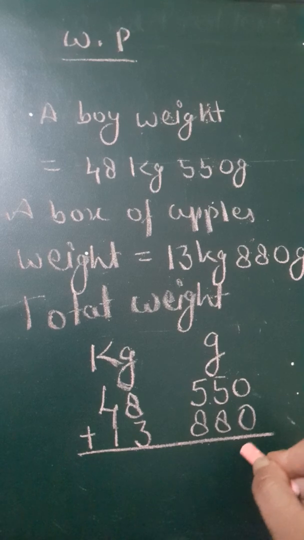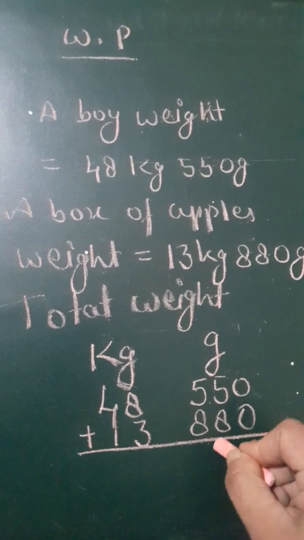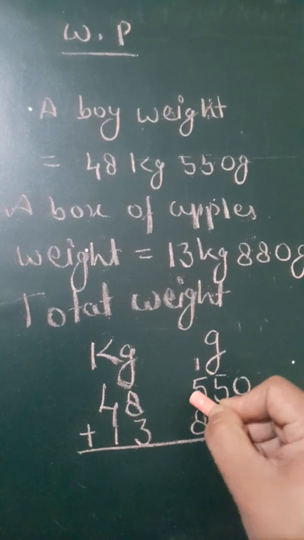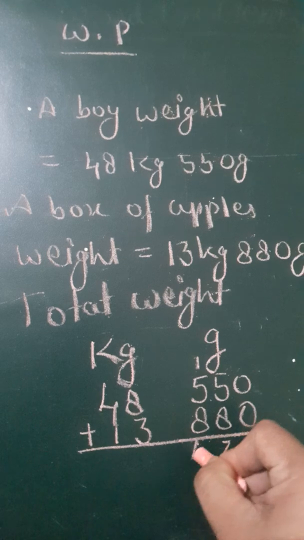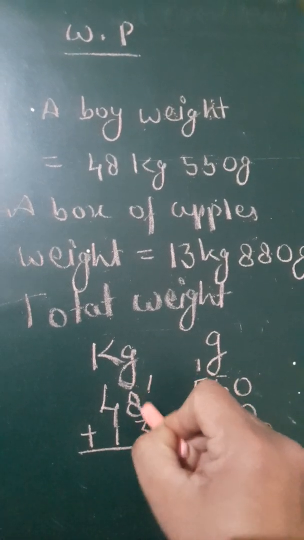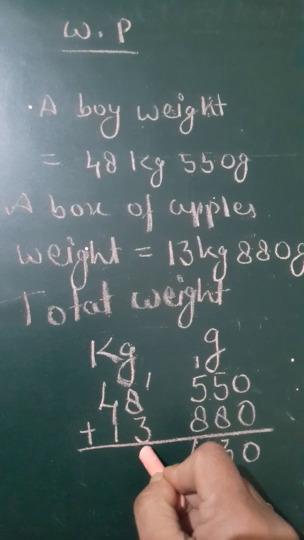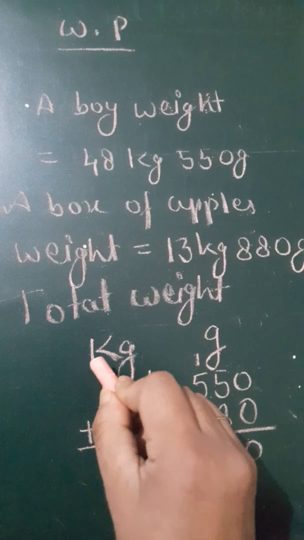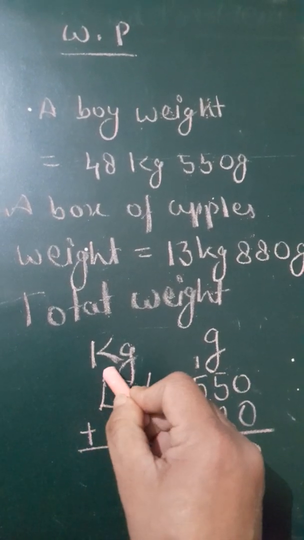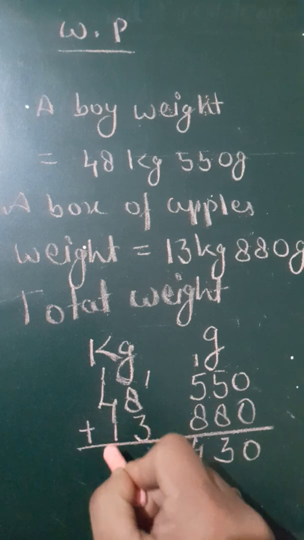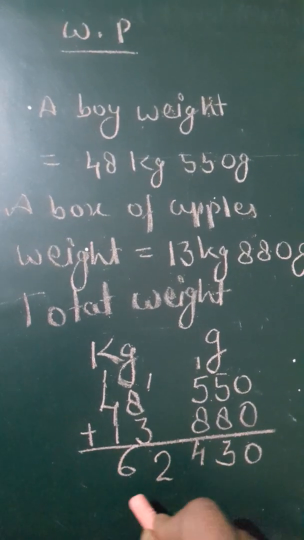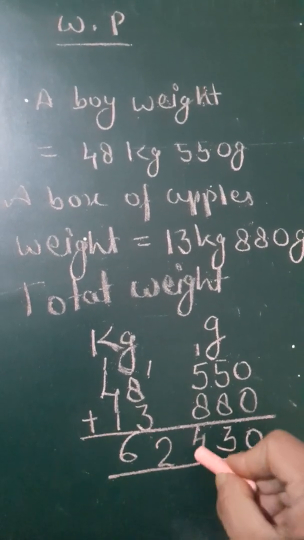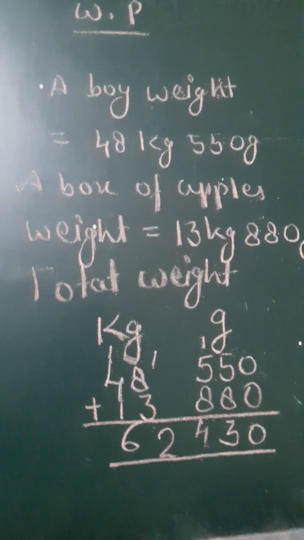So 0 plus 0, 0. 5 plus 8, 13. We'll write here 3 and 1 carry over. 8 plus 5, 13 plus 1, 14. We'll write 4 and 1 carry over there. 8 plus 3, 11 plus 1, 12. We'll write here 2 and 1 carry over there. 4 plus 1, 5. 5 plus 1, 6. Now the total weight of the boy is 62 kg and 430 gram.